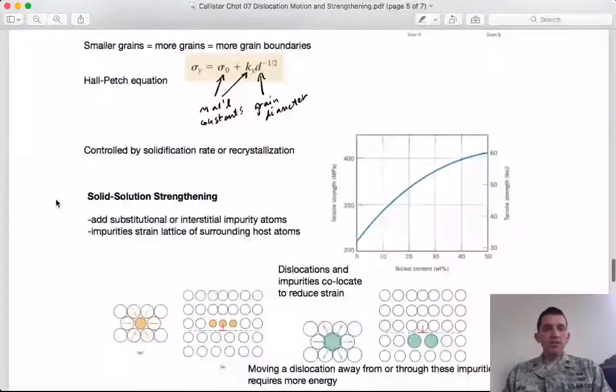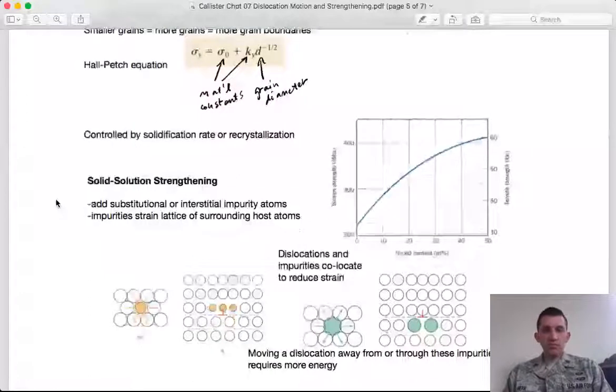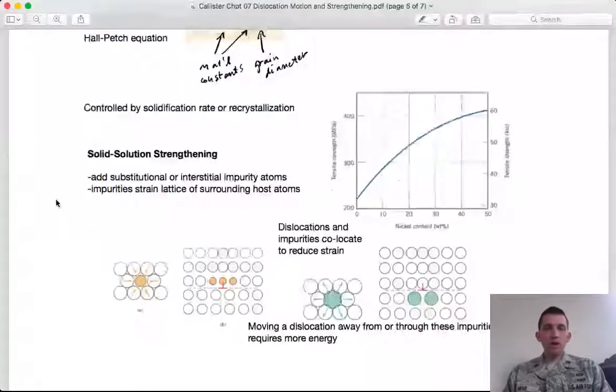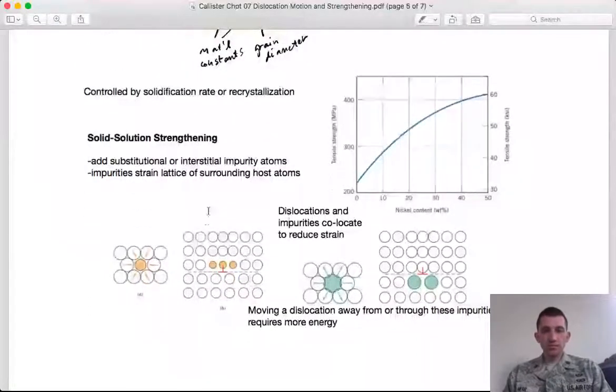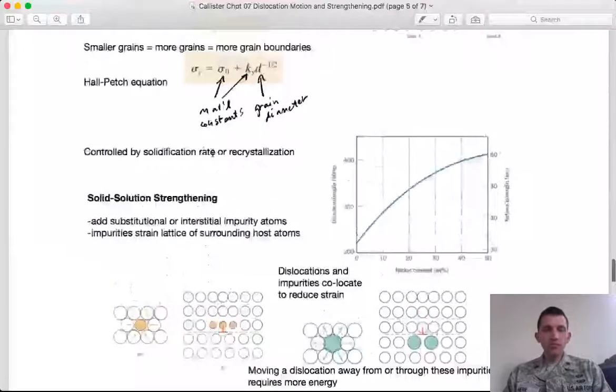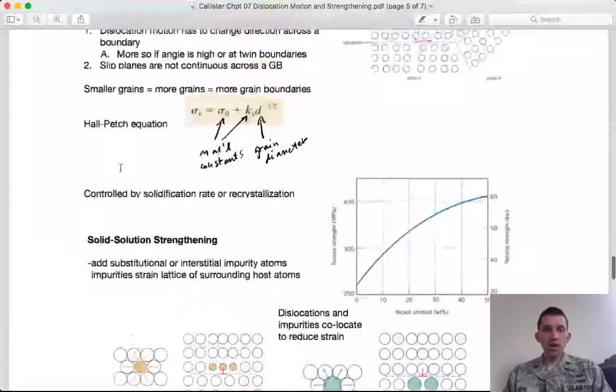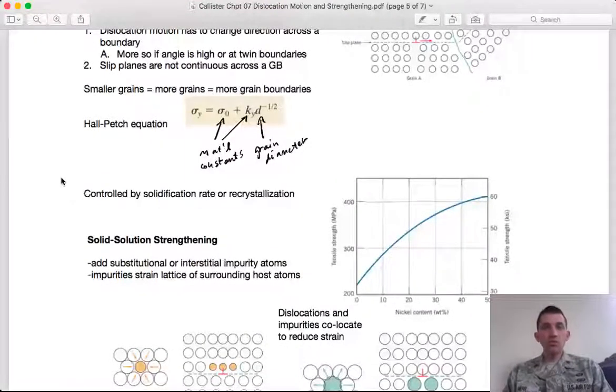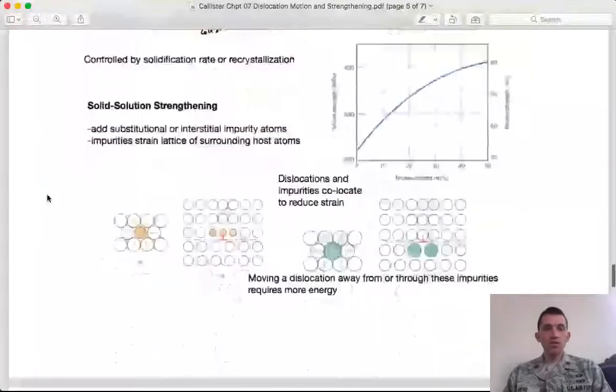And the grain size is controlled by solidification rate, or as we'll talk about in a little while, recrystallization. If I solidify more slowly, I get bigger grains because I have more thermal energy for longer to allow those atoms to move to the lowest energy possible, right? And that would be large grains.